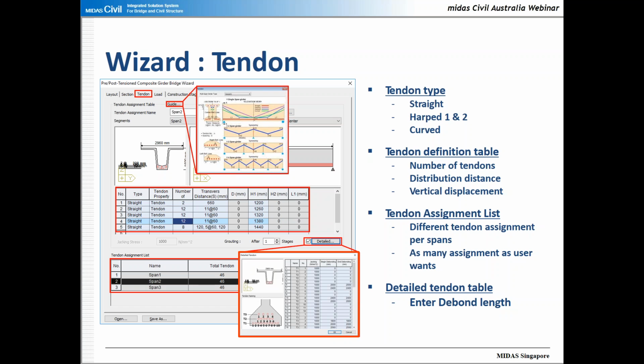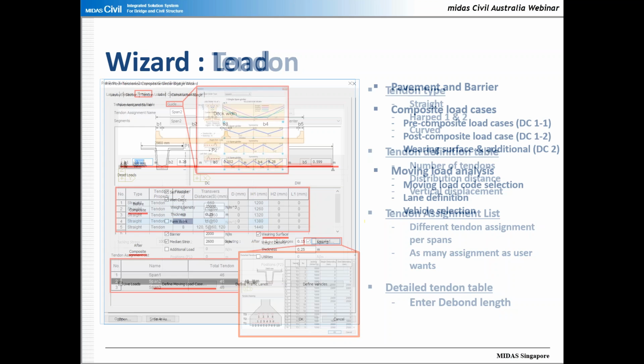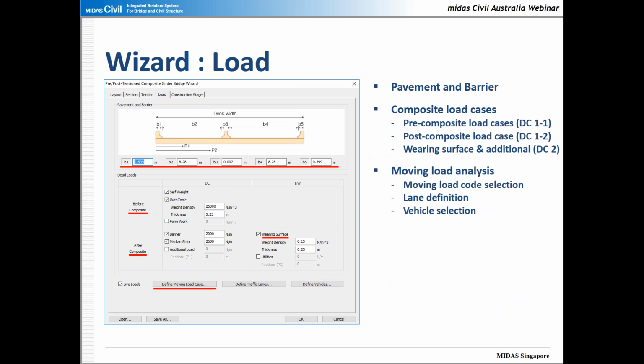Then we have the tendon tab. You can specify the various arrangement of the tendons. You can specify the debonding length in one Excel sheet. And then you can specify the load. The program will automatically apply the load of the precast barriers, and if there is any median strip, the program will apply the load of the median strip for you as well.